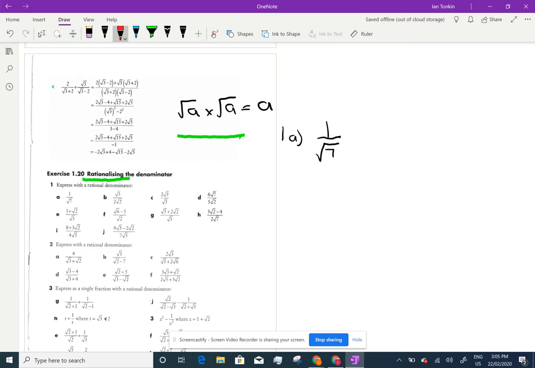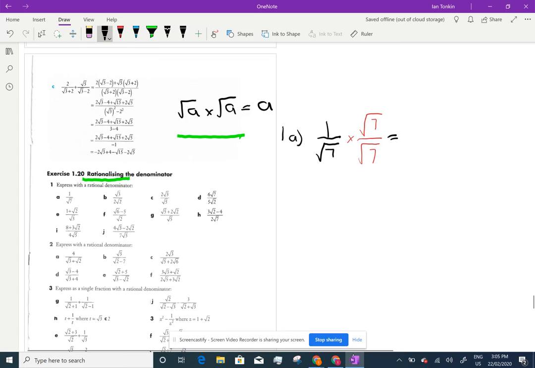So let's have a look at the first one, and it's 1 on root 7. This one's pretty easy because all I've got to do is multiply by root 7. But we know when we're dealing with fractions that if we want to keep the fraction the same, we multiply top and bottom by the same thing. Essentially what you're doing is multiplying by 1. You're not changing the fraction, you're just rearranging it. You're changing the way it looks, not its value, which is a good thing because it means you can check any of these questions in an exam by just typing it into your calculator, and I'll show you that in a minute. So we multiply by root 7.